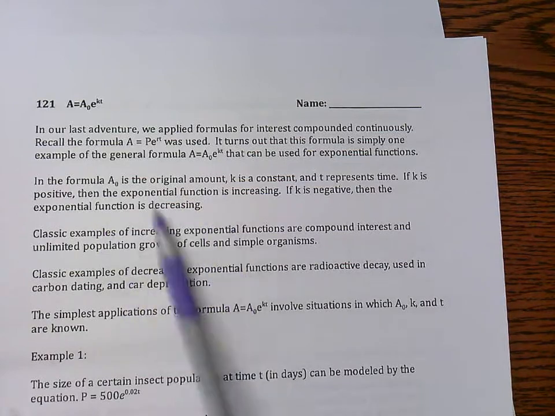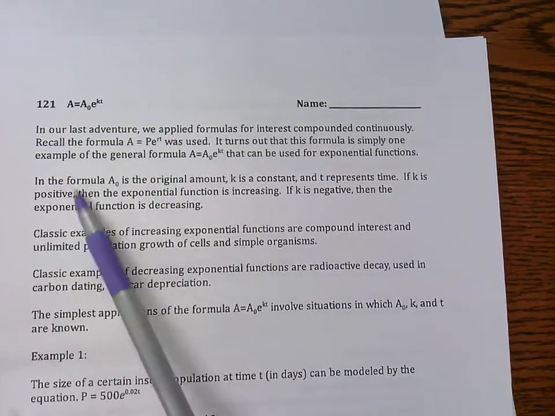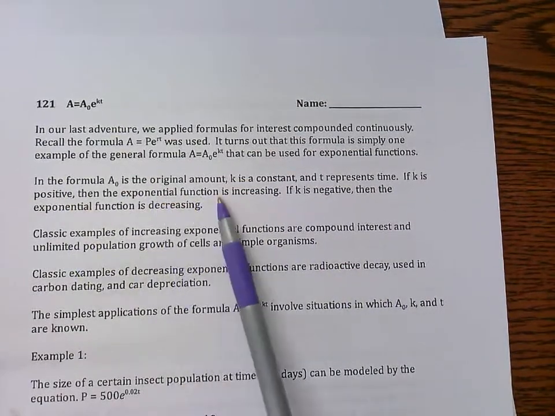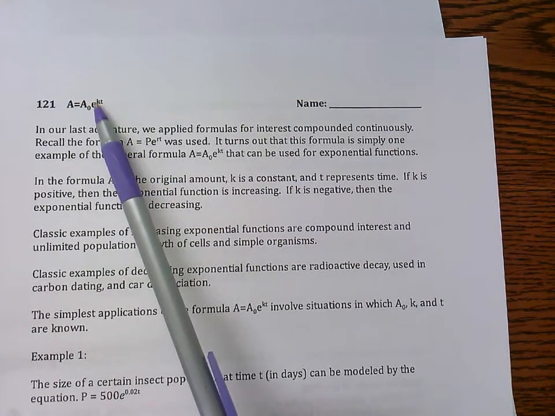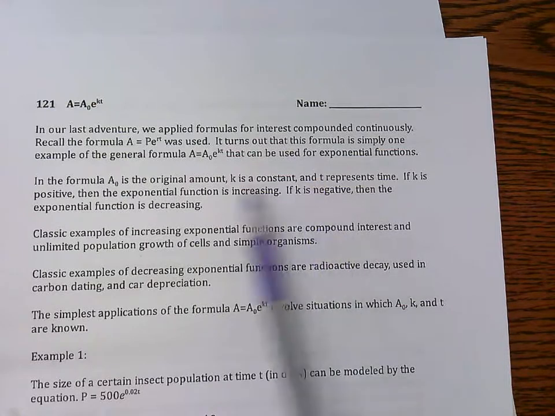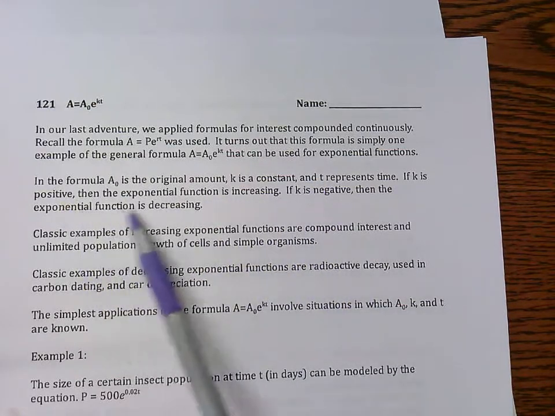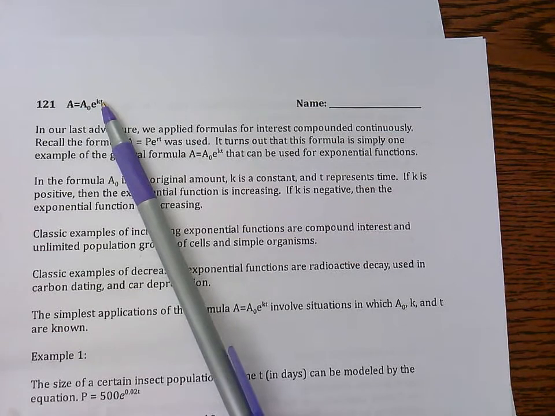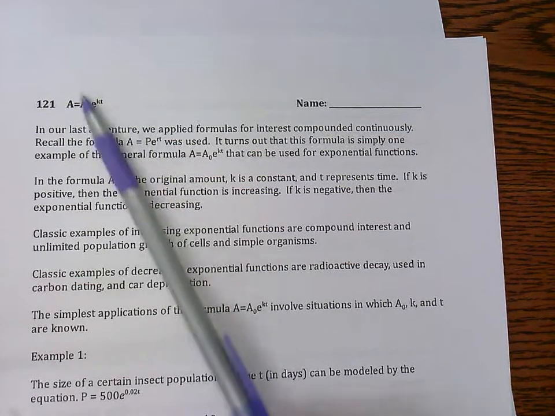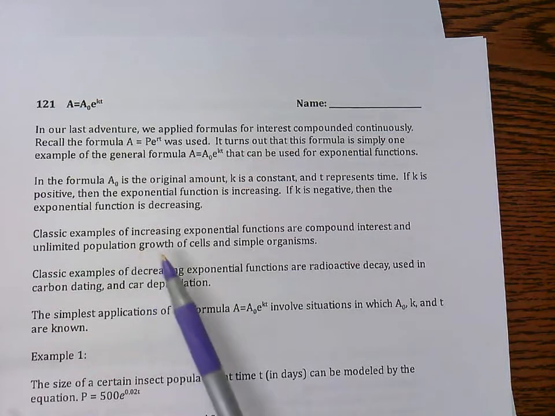So I just explained this. If K is positive, then our function is increasing, like positive interest rate or population growth. But if K is negative, then the exponential function is decreasing. So if it's radioactive decay or the cooling temperature of coffee or tea or pizza, K is going to be negative because the temperature is going down over time. So we're going to become kind of fluent with these few terms and constants.